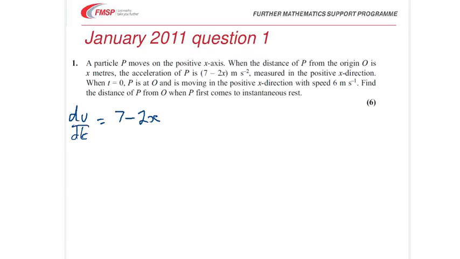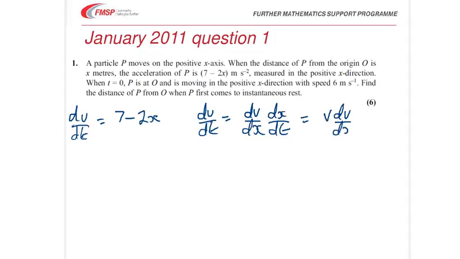So the trick with these questions is to write dv by dt as, well, this is how it works. Use the chain rule, and then you'll see that that is v dv by dx, because dx by dt is velocity. So, writing that in there then, we've got something that we can integrate, because that's a differential equation that's separable.